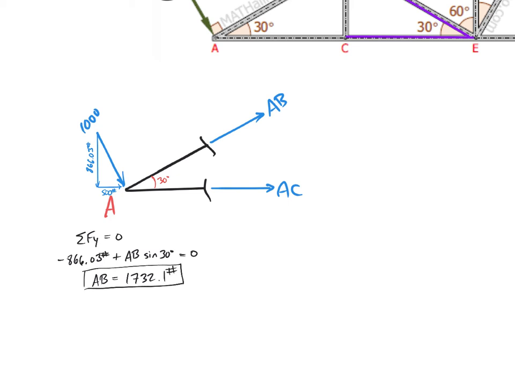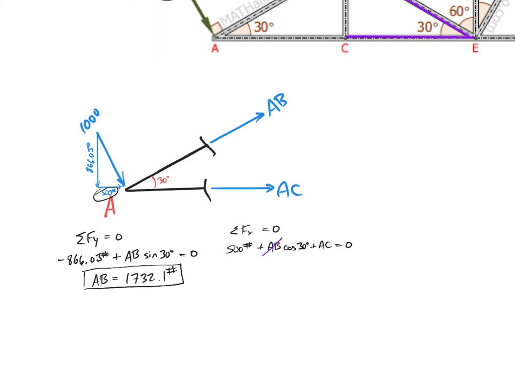Okay, and then we'll do the X direction. So sum of the forces in the X direction equals 0. Now there will only be one unknown because I know AB. In the X direction, I've got this 500 right here, 500 pounds. I've got plus AB cosine of 30, so the X component of AB. I've got AC, which is what I'm looking for, equals 0.